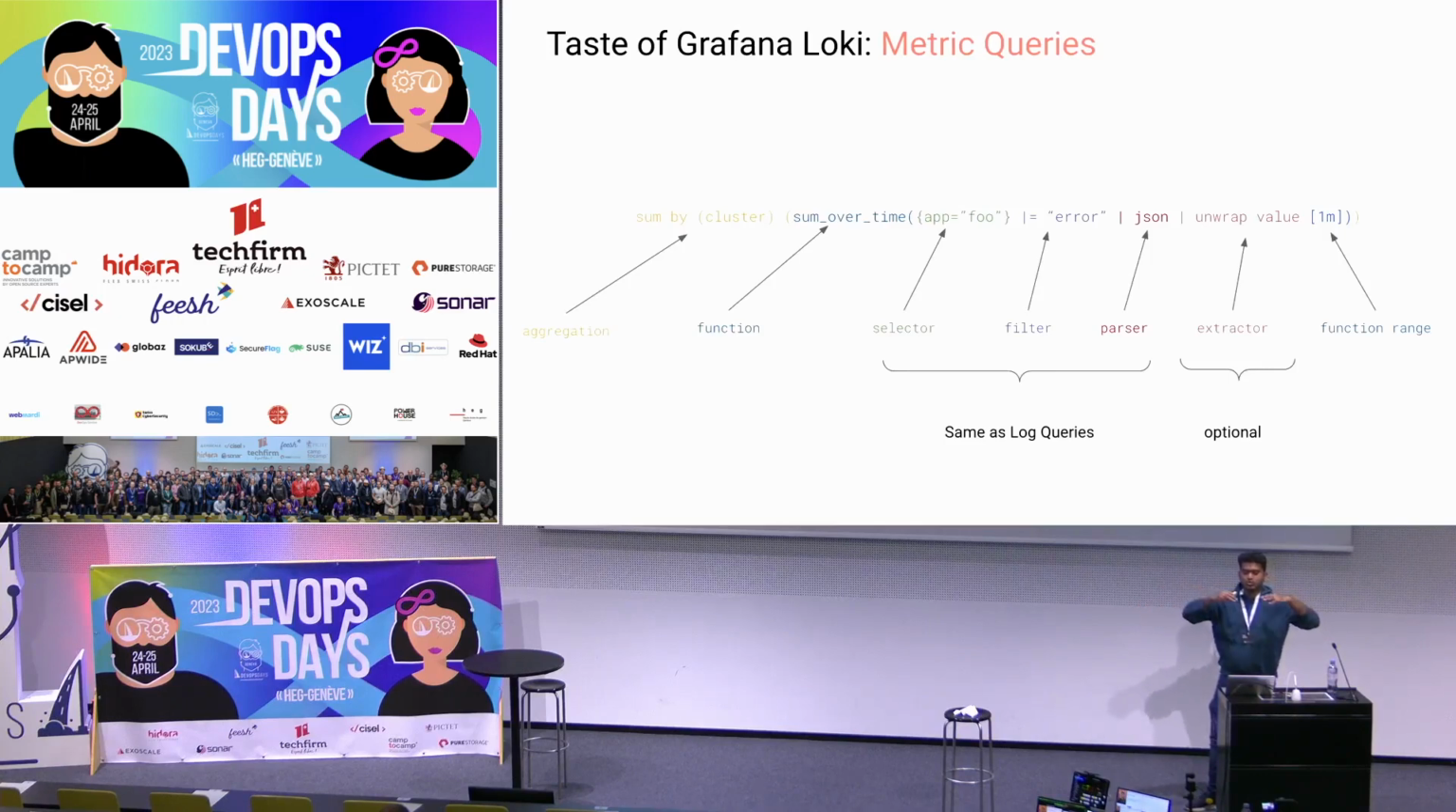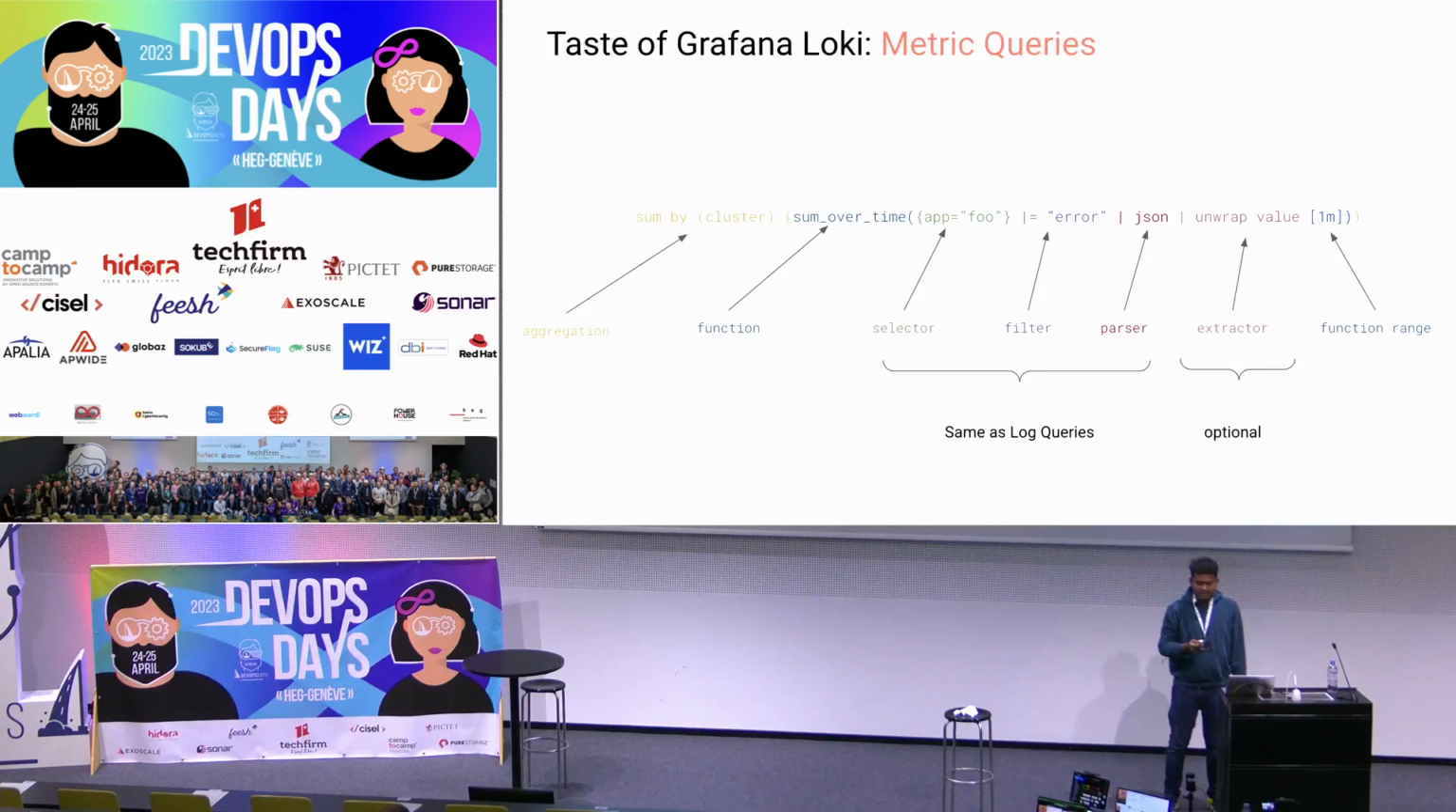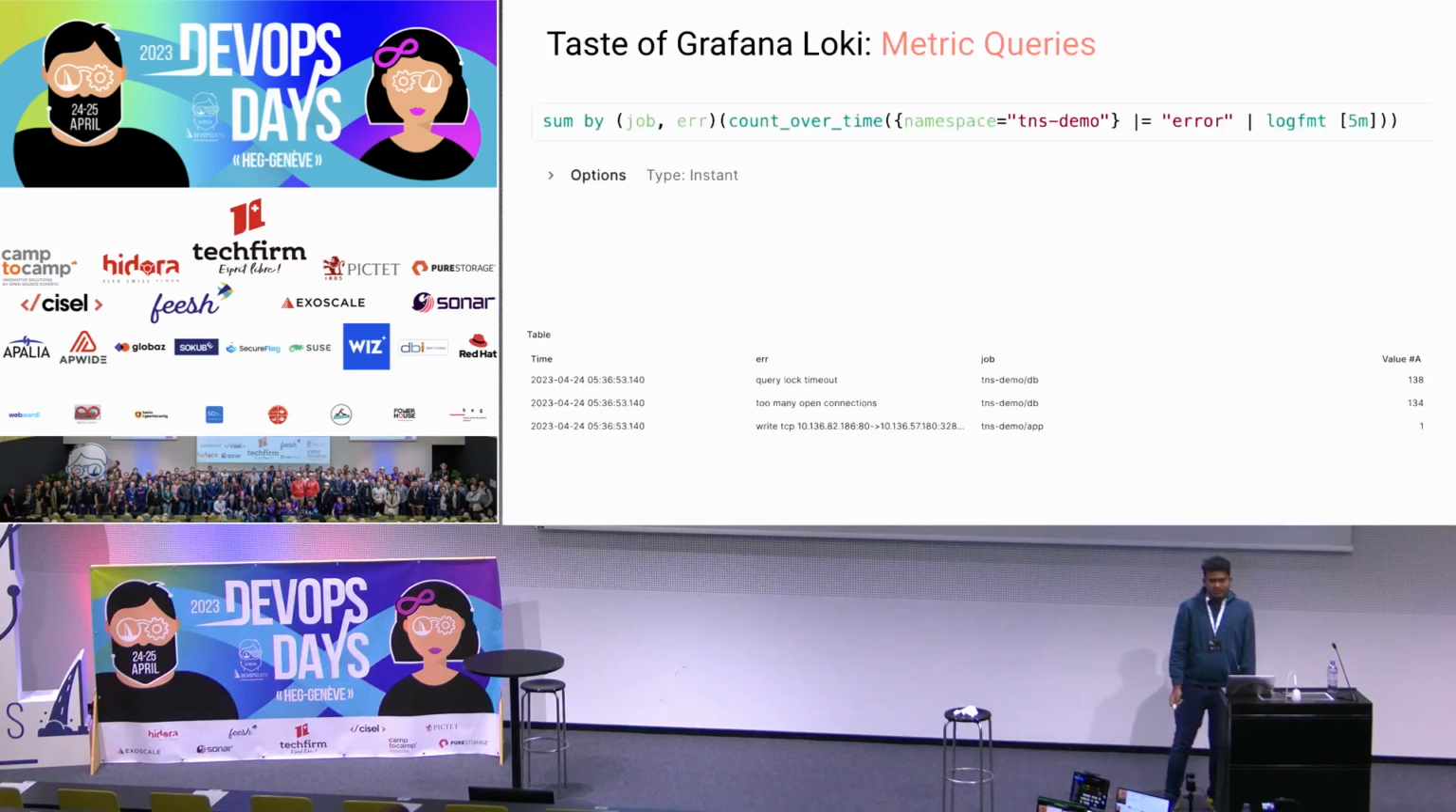And once you calculate that value, we aggregate by some label, like here it's cluster, sum by cluster. So basically what it is saying is, from this app, show me all the errors and also sum it over the time and aggregate by cluster. So with this, we can get information saying how often the error is happening, aggregated by cluster, in individual clusters where this application is running. That's the idea. So this is what it looks like in practice.